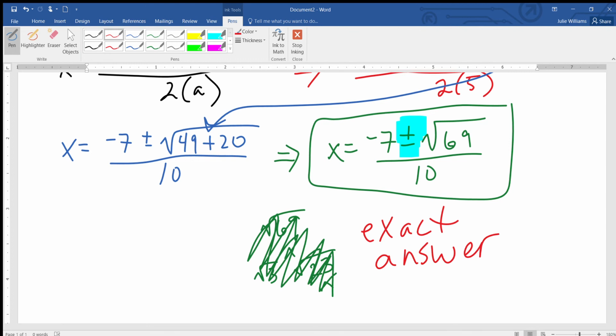However, sometimes Delta Math or Math Excel or other programs or test makers will ask you for a decimal answer. If that's the case, let's actually just go over to Desmos real quick.